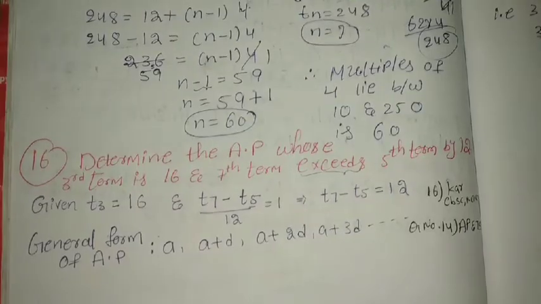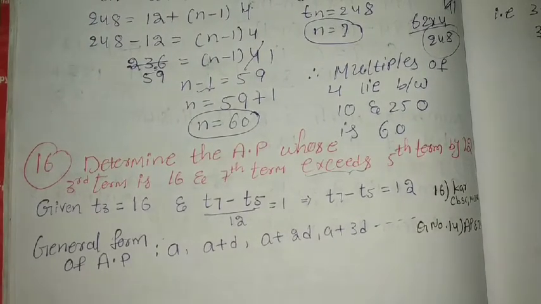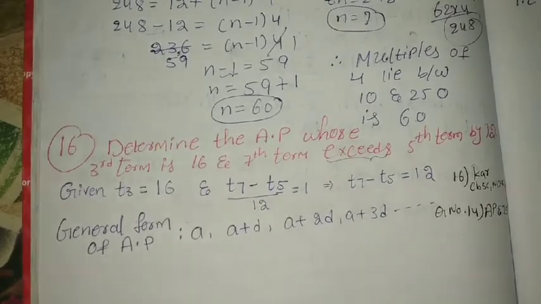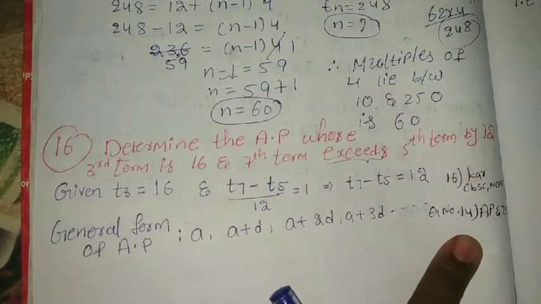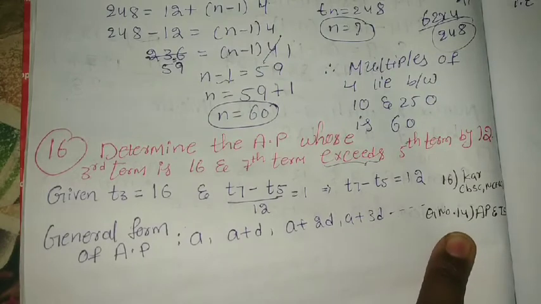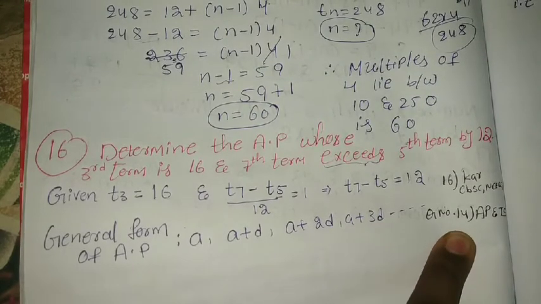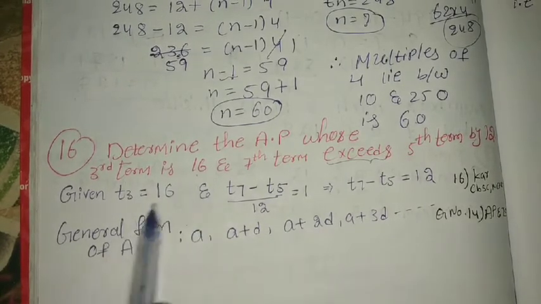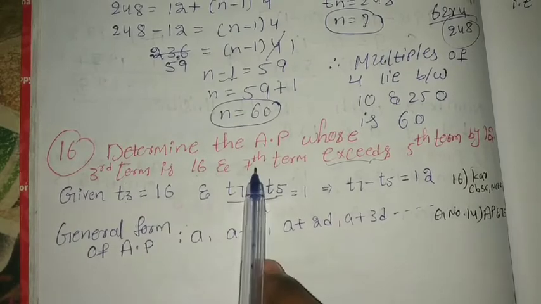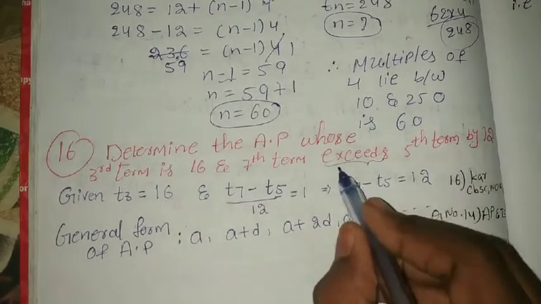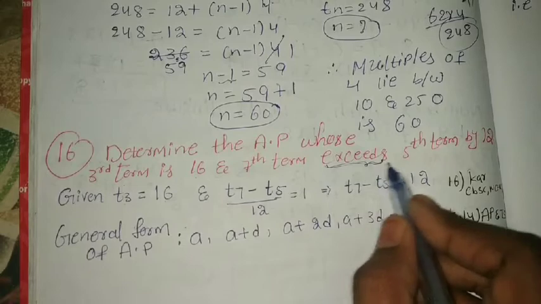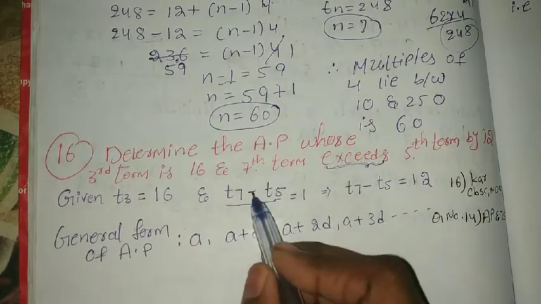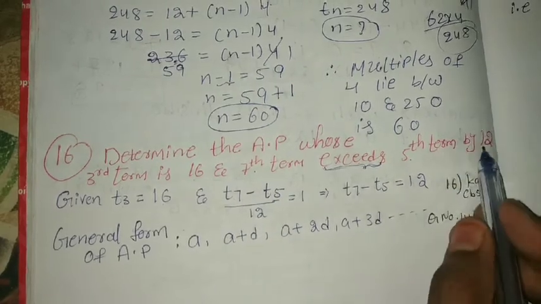Okay. See question number 16. For Karnataka, CBSE and NCERT it is the same question, but for Andhra Pradesh and Telangana state students, we have question number 14. Question number 14 in exercise 6.2. What is given? Determine the arithmetic progression whose third term is 16, T3 is equal to 16, and the 7th term exceeds the 5th term by 12. See, exceeds means subtract. Subtract term 5 from term 7, that is T7 minus T5 will become 12.